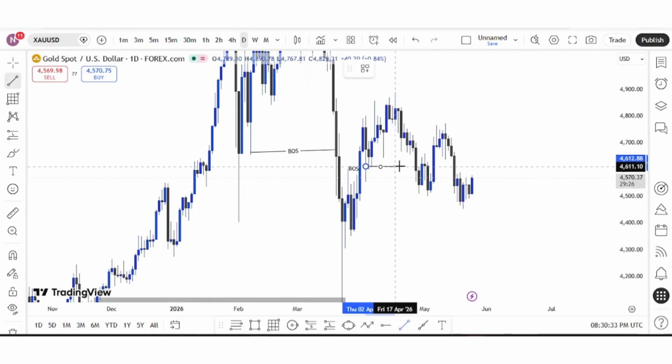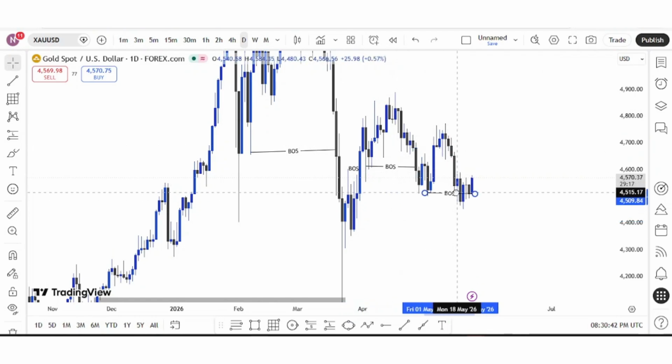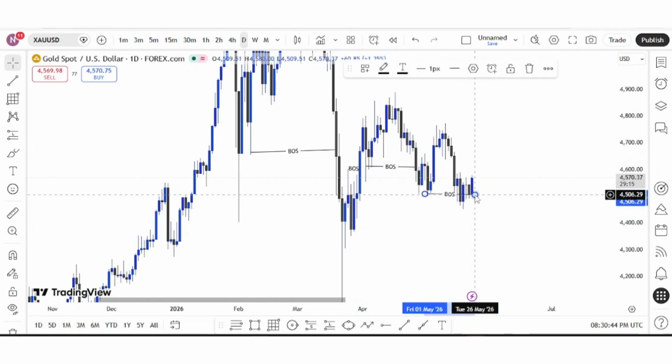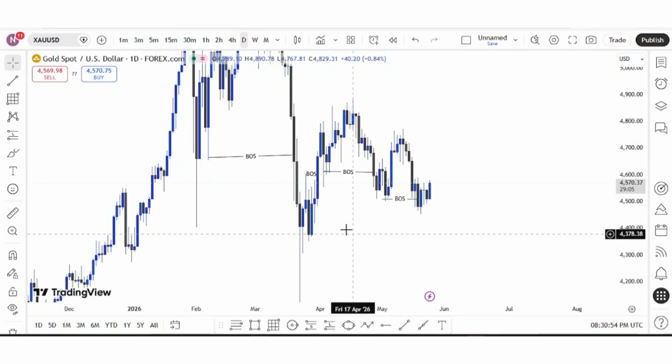We have this break of structure here. Another break of structure, this one here. And this break of structure from the daily time frame. But there's something interesting we need to pay attention to.